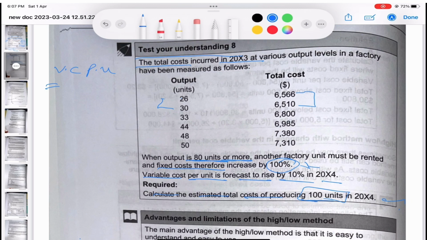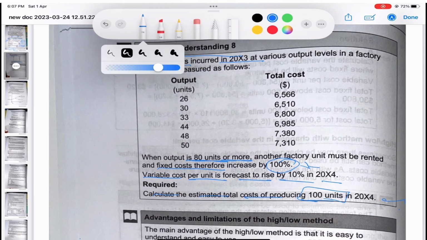Variable cost per unit would be high level minus low level. Okay, that should be 7310 minus 6566. And my output, high level output, would be 50 minus 26. Alright, just do it.